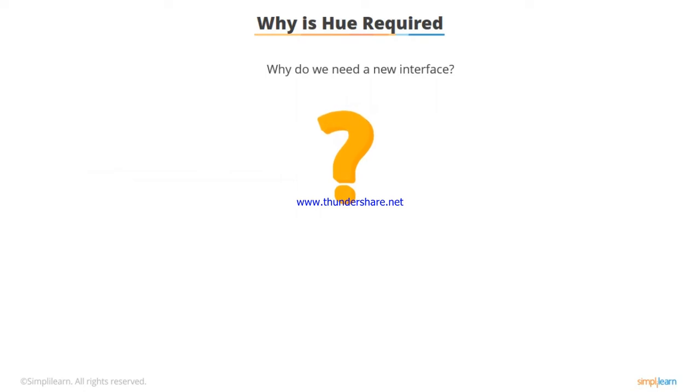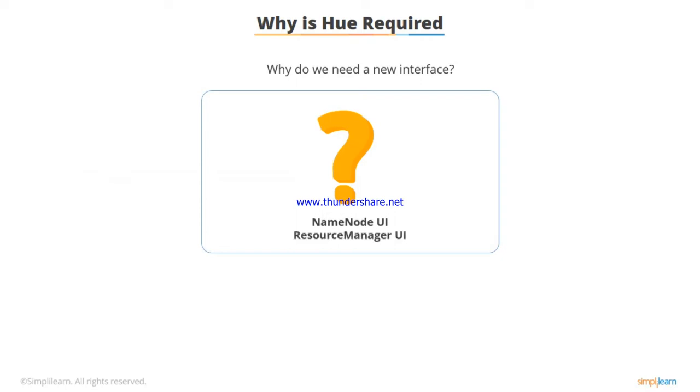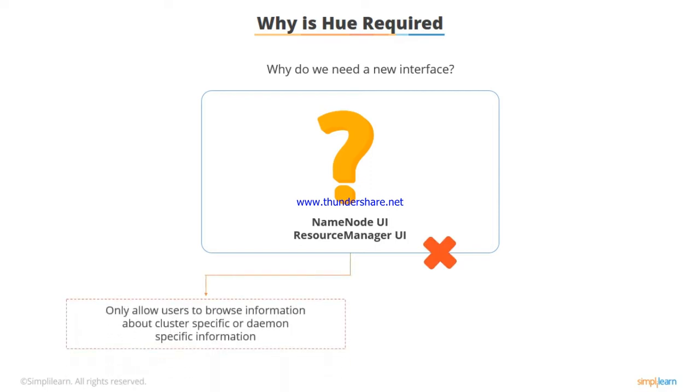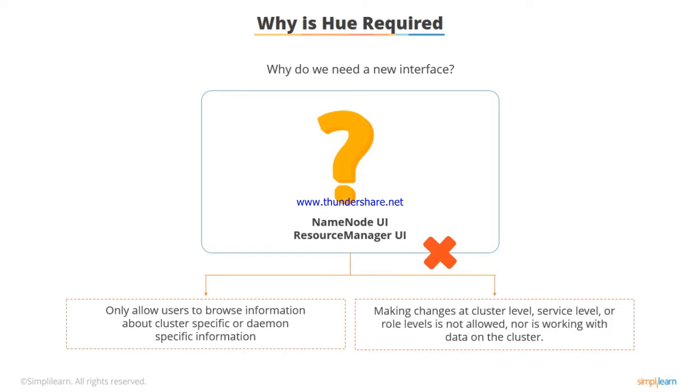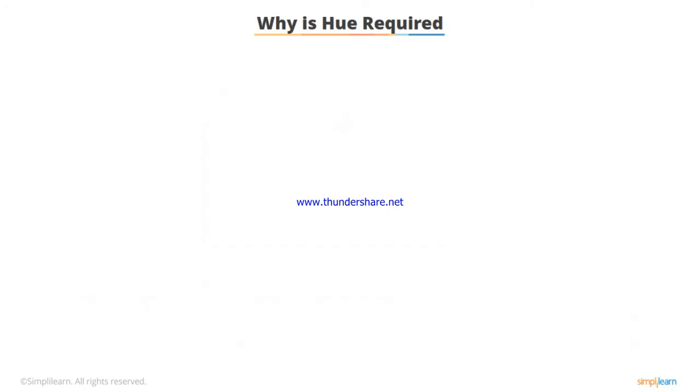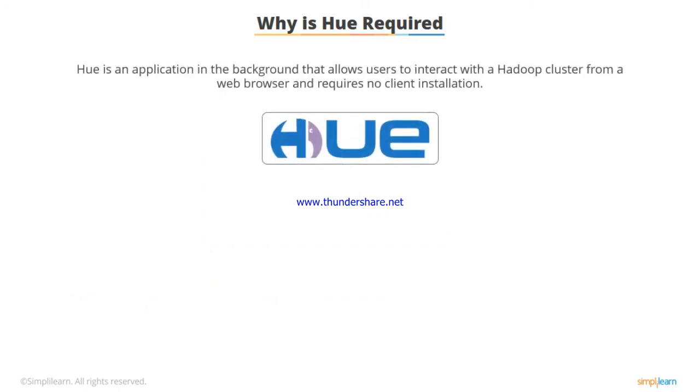So why do we need a new interface when we already have daemon web interfaces, such as NameNode UI and Resource Manager UI? That is because these UIs are not capable of doing it all. They only allow users to browse cluster-specific or daemon-specific information. Making changes at cluster level, service level, or role levels is not allowed, and neither is working with data on the cluster. Hue, although a web interface, is an application in the background that allows users to interact with a Hadoop cluster from a web browser and requires no client installation.